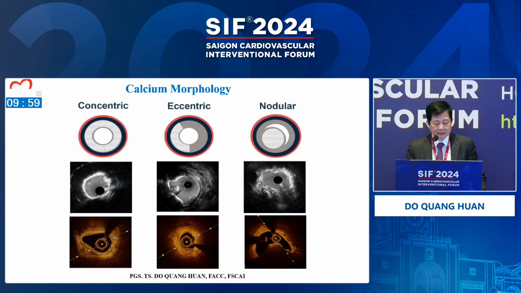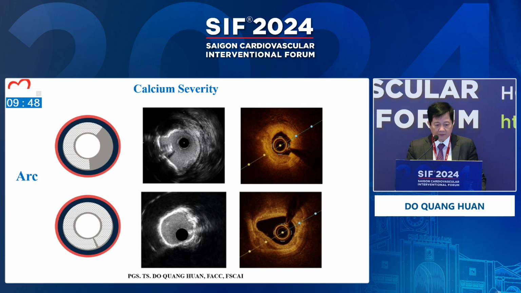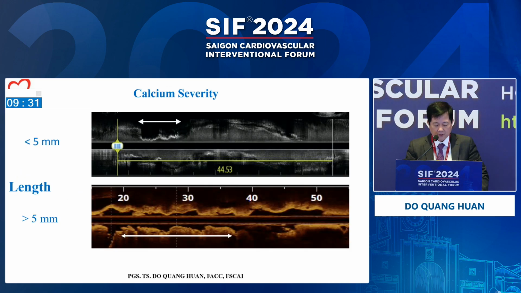On the intravascular images, IVUS and OCT, we define concentric, eccentric, and nodular calcified lesions, and differentiate the calcium severity from the arc of the calcium. If the arc is 360 degrees, it is a severe arc, and we can define the calcium severity from the arc and the length. We differentiate calcified lesions more than 5 mm and less than 5 mm.